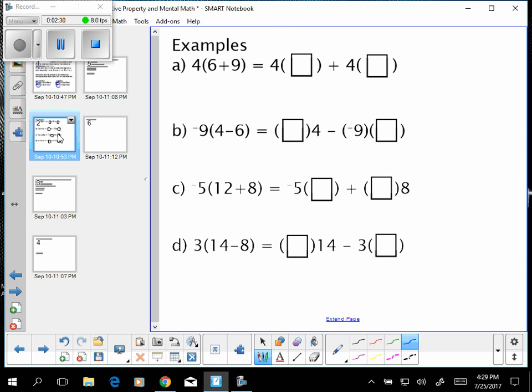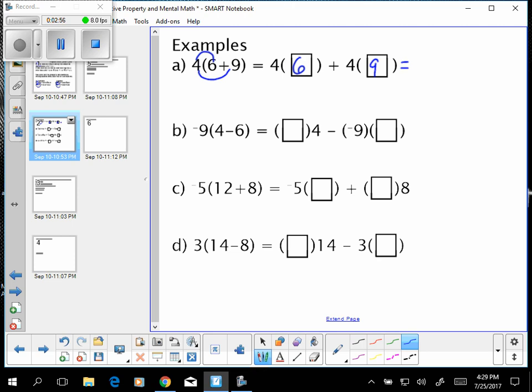In this first part, we have to figure out what's got to go in the box. And then we're going to solve the problem. Okay, if we're going to distribute this, I need to take the factor times the first addend. So in the box, I will need a 6. Then I'm supposed to take the factor times the second addend, so a 9 goes in the box.